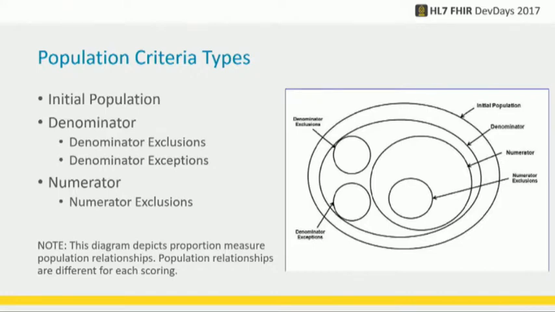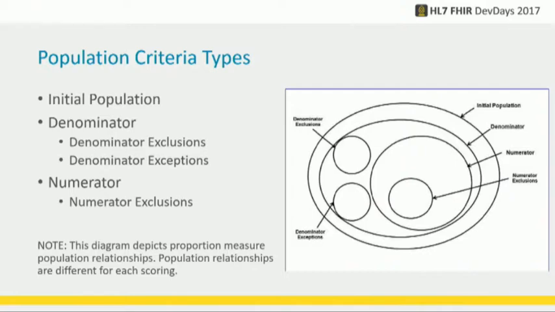Within each of those scoring types, you have different criteria. You have the initial population, which is the overall set. This is all of the people that we want to deal with. And then you constrain that set to smaller and smaller pieces. In a proportion, you define the initial population, the denominator, and the numerator. This diagram is showing just a proportion. In a ratio measure, you can have different denominators that are subsets, and they can be disjoint or they can even overlap, depending on the use case for your measurement and how you want to pull that together.